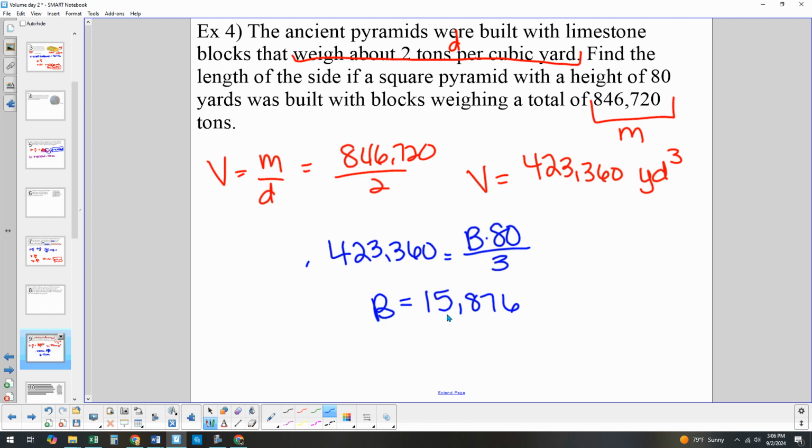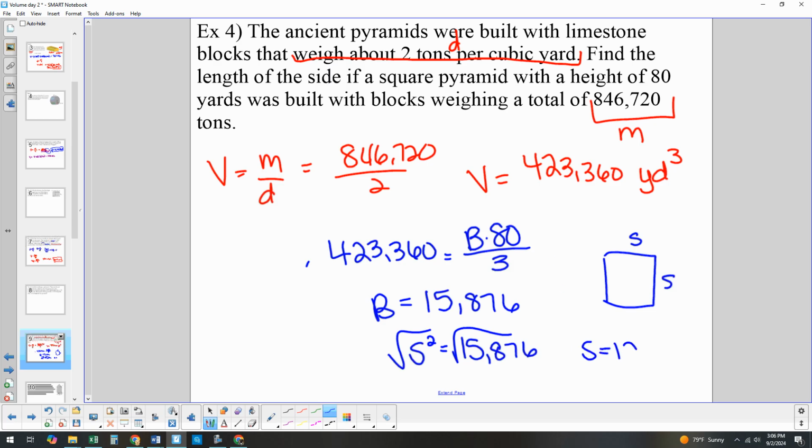So that's the area of the square base, right? Our base, which has two sides that are the same, has an area of 15,876. So this is really equal to something squared. So if I take the square root of this, it'll give me one of my sides. And when I take the square root of that, I get 126. So that is how long each side is of that pyramid.